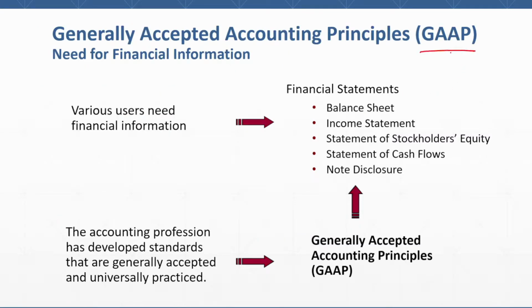Our next topic is GAAP. It's spelled as GAAP, but we pronounce it GAAP. So GAAP is basically the holy book of accountants. Every rule, every standard, what to do, what not to do as an accountant is written inside that book. It is called GAAP, Generally Accepted Accounting Principles.